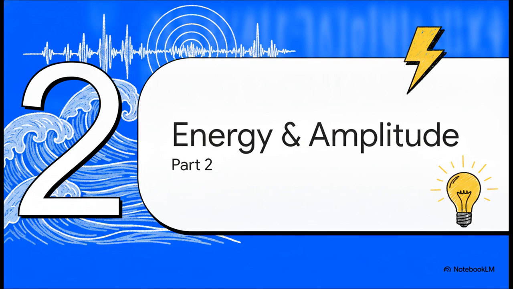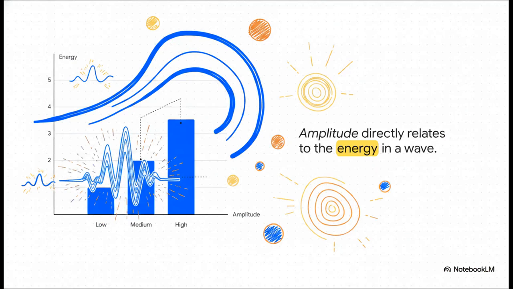Moving on to Section 2, energy and amplitude. Let's connect that anatomy we just learned to some real-world power. Check out how these factors scale together in our worked example. Notice how when we have a low amplitude wave, we get low energy. Bump that amplitude up to medium, and the energy rises right along with it. And a high amplitude wave yields high energy.